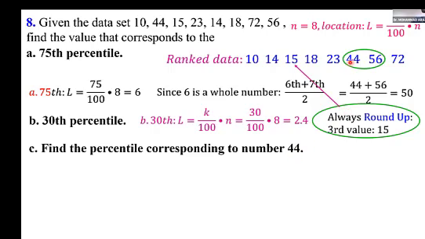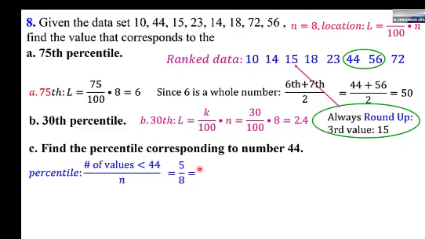And in this case, we are interested in finding the percentile corresponding to a specific number, for example, number 44, in which case the methodology is to look at the number of values that are less than that. So less than 44, we have those numbers. 1, 2, 3, 4, 5. How many? 5. So 5 out of how many? 5 out of 8. And that corresponds to the percentile.